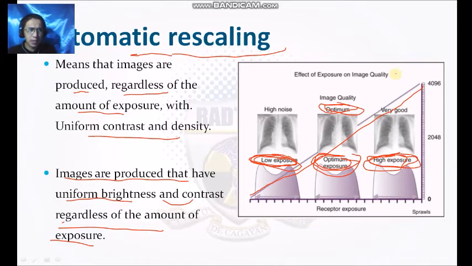So going back to the discussions about latitude in rad technique: latitude is the range of exposure to which the X-ray film is sensitive. When it comes to screen film, we have a very narrow latitude compared to the digital. The digital system has a very wide latitude. Screen film has a fairly wide latitude, but compared to it, the digital imaging system has a much wider latitude.